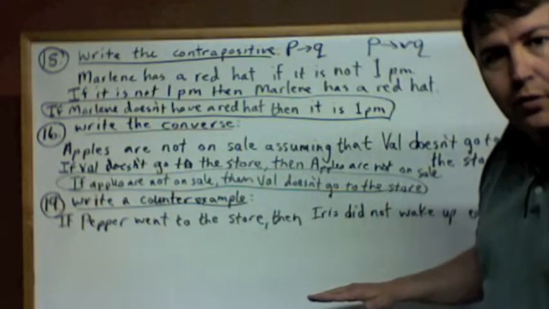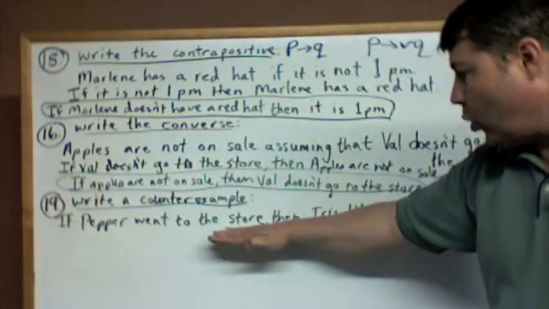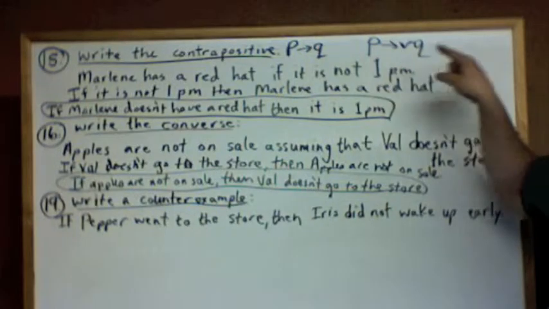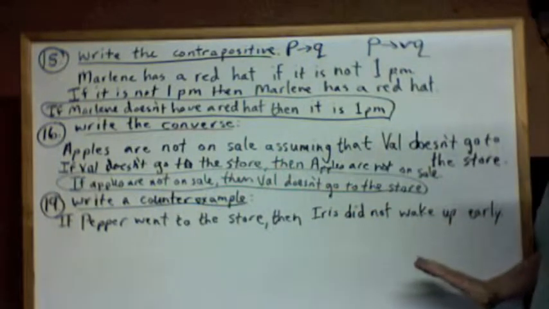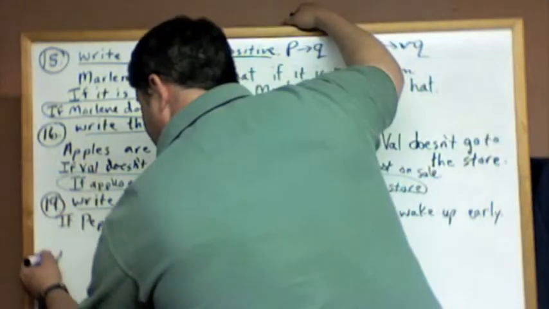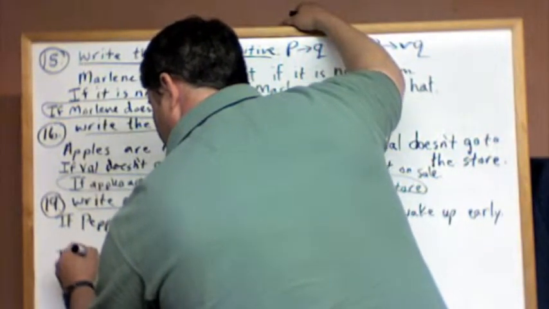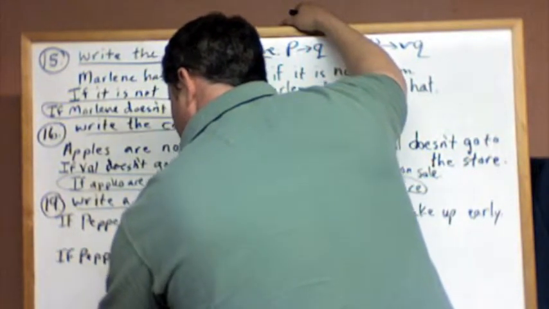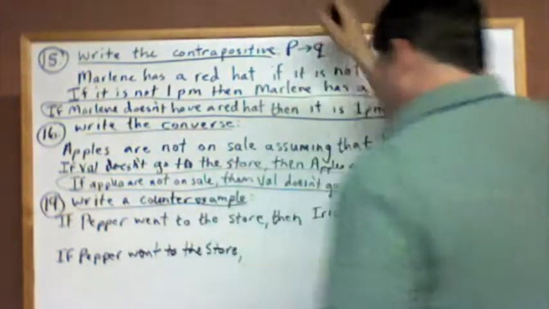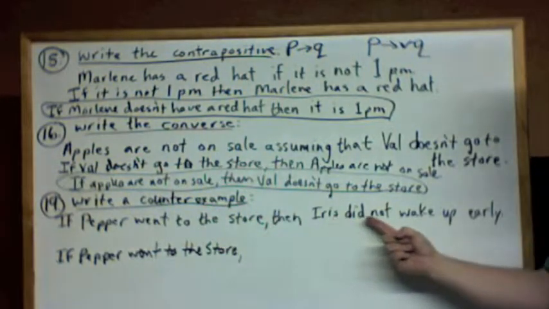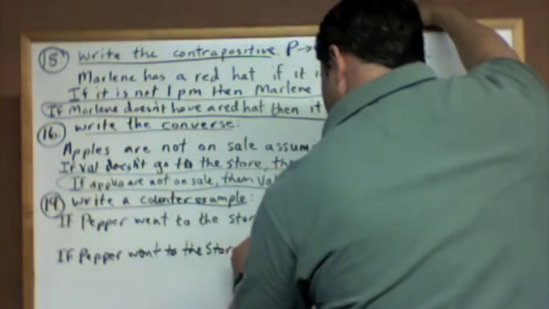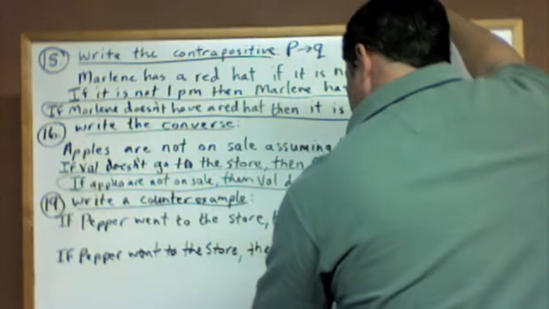What would be a counterexample? Well, the P is Pepper went to the store, and the Q is Iris did not wake up early. The counterexample is P implies not Q, or P implies the opposite of Q. So P, the hypothesis, stays the same. Here's my counterexample. If Pepper went to the store, and what's the opposite of saying Iris did not wake up early? Well, that she did wake up early. So then Iris woke up early.